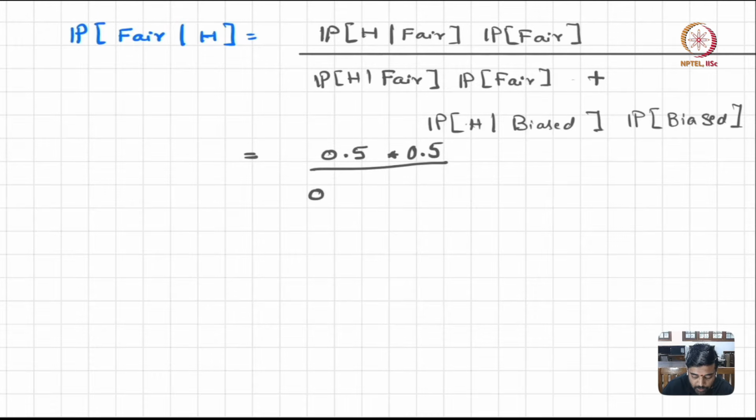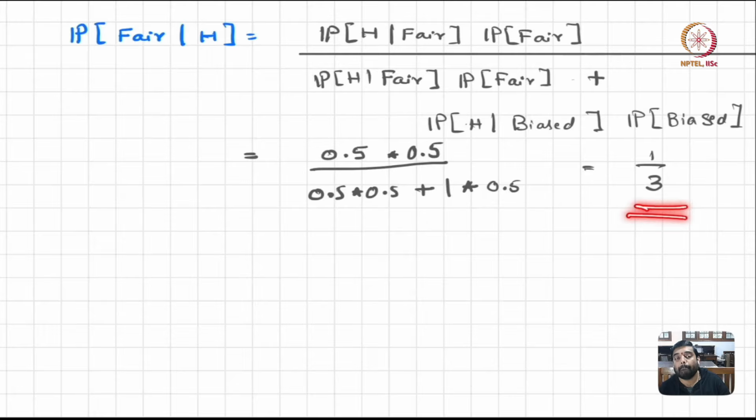divided by 0.5 into 0.5 plus, when you know that you have a biased coin, what is the probability that you get a head? Now it is 1 into the probability that you get a biased coin, that is 0.5. Now if you compute this, this is 1 over 3. That means that when you know that you have got a head, the probability that the coin in hand is a fair coin is 1/3.